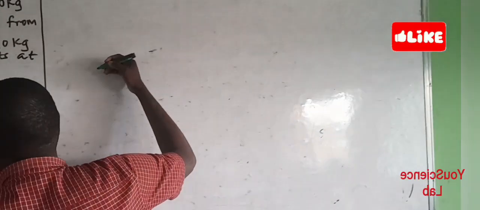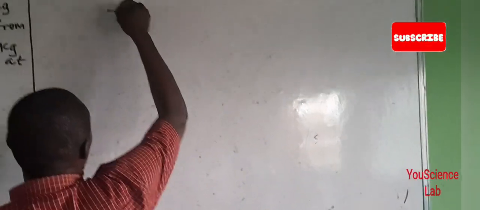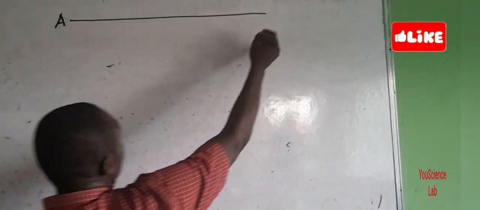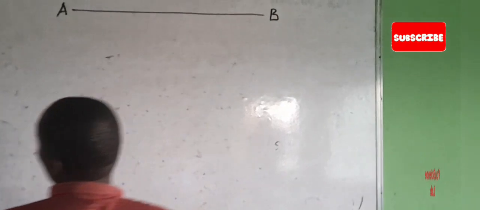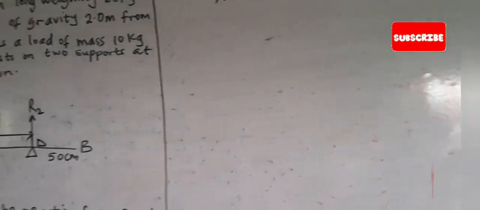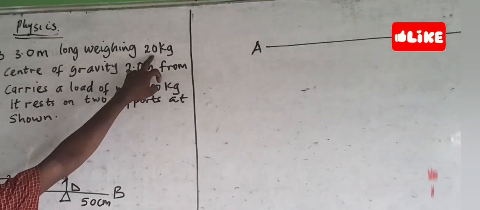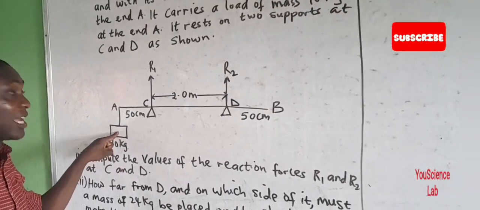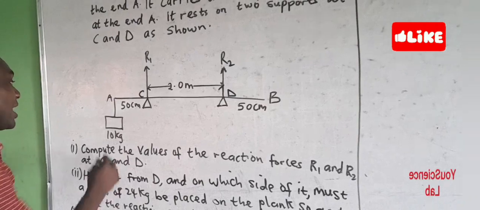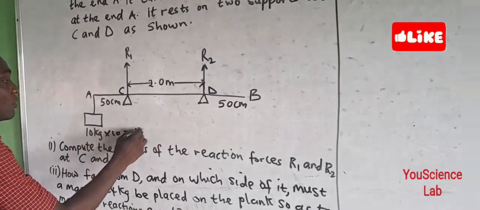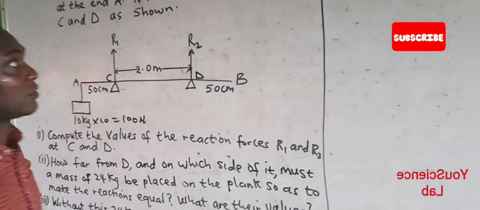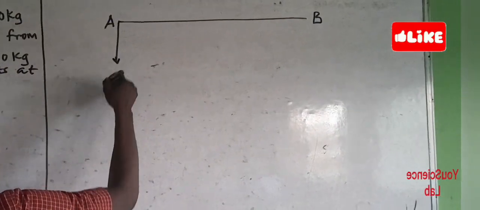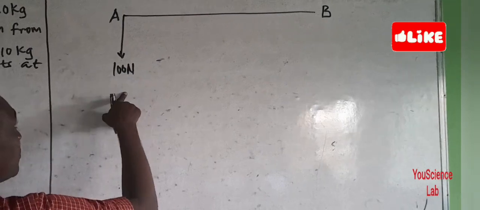Now to approach this kind of problem, what you are going to do is draw a straight line to represent the plank. So draw a straight line and put A here and put B here. We are going to convert all masses to weight. So this is 10 kilograms, so that's going to be 10 times 10, that is 100 Newton. So the weight that is placed there. You are going to use arrow diagrams to show this. So we have 100 Newton.